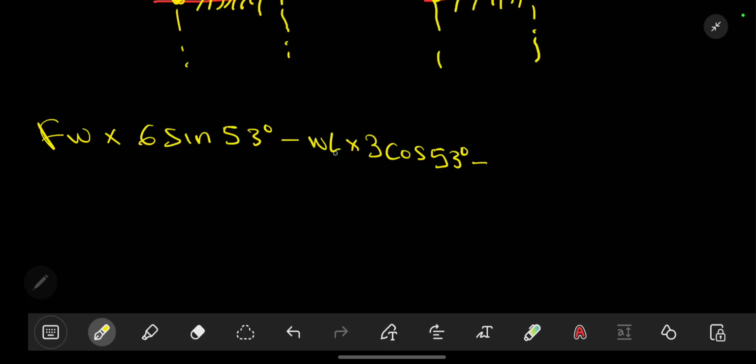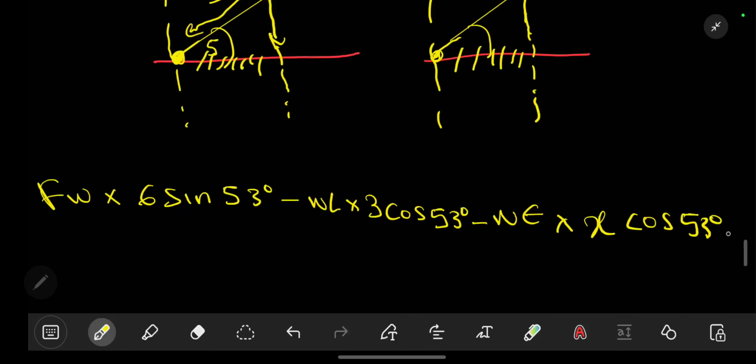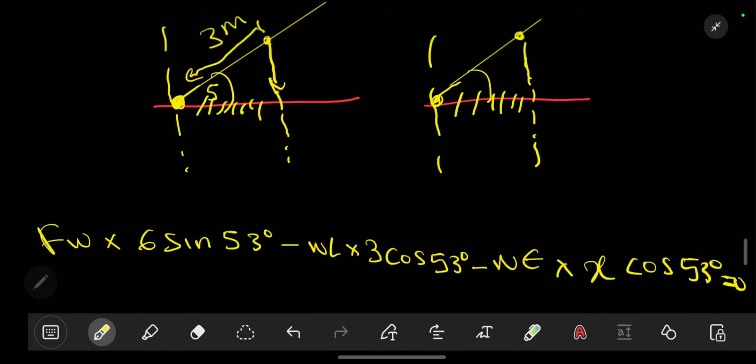So minus the weight of the electrician times distance we don't know, let's call it x, times the cos of our 53 degrees. Remember, you're going to use cos because of that rule. So with this rule, as you get used, there will be no need for you to draw this. Should be equal to 0. So with that said, let's now work out.